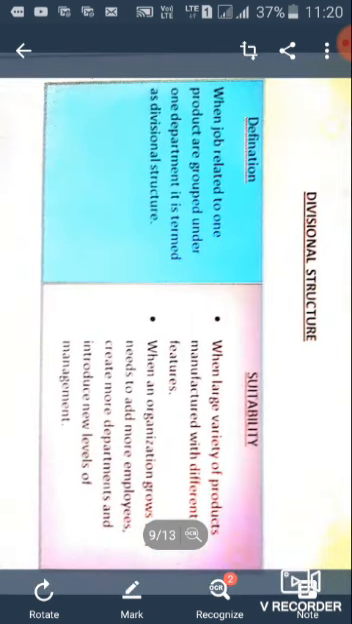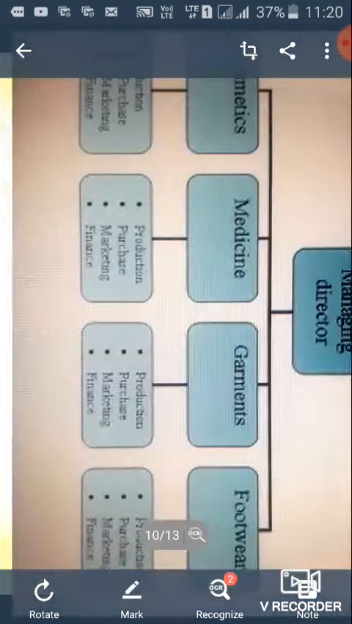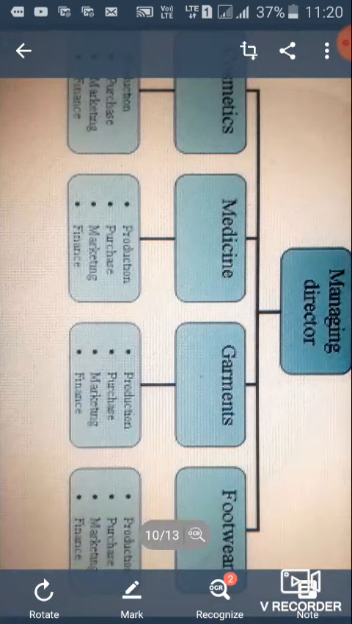Now let us know about the divisional structure. The divisional structure is applicable in a company which is producing variety of products. When an organization wants to grow, when it wants more employees to come into the organization, it will be using the divisional structure. When jobs related to one product are grouped under one department, it is termed as divisional structure. So under one department, the jobs are grouped according to the products.